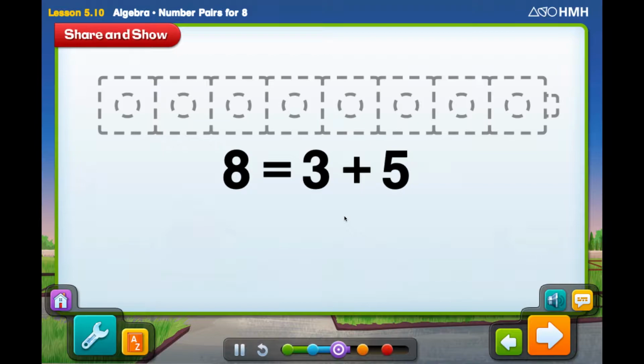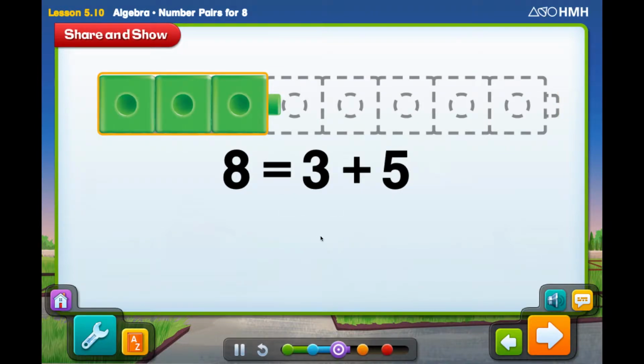Use connecting cubes to model the number pair that makes 8. Click on the cube train to start. There are 3 green cubes. 3 is one of the numbers in the number pair. How many more cubes do you need to make 8? Add more cubes to the cube train to make 8. Drag the orange cubes from the box and add them to the cube train. Click the check button when you're done.